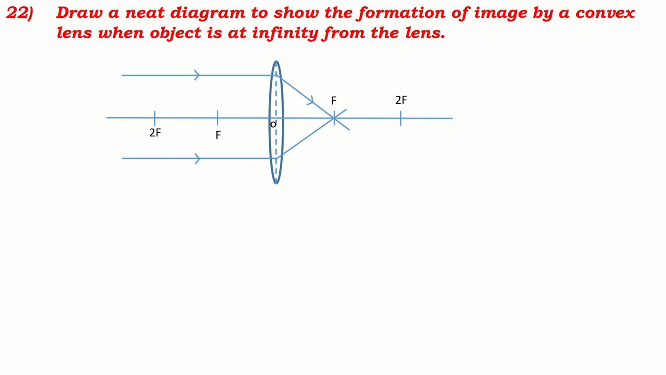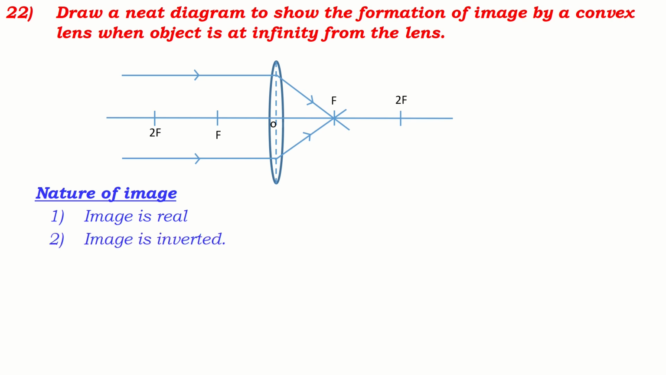These two are the rays coming from the object, and after refraction they intersect at focus. It means the image forms at focus, but the image is so small that it cannot be seen clearly here in the diagram. Now if we have to write the nature of the image, we can write: image is real. Why real? Because the refracted rays really intersect at focus and the image is formed at that place, and so the image is real.